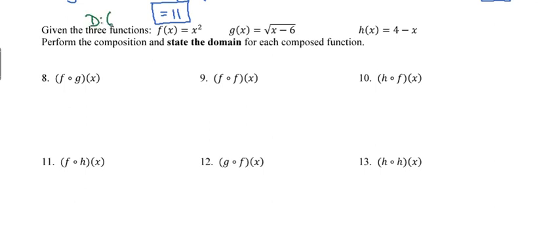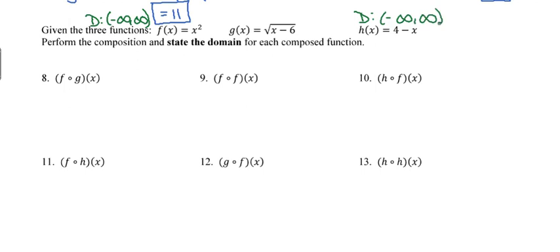I think I'm going to put this kind of off to the side to squeeze it in. I'm going to ignore the domain for g of x for the time being and scoot over to h of x. H of x, 4 minus x, or negative x plus 4, is a linear function. It too will have a domain that's all real numbers.